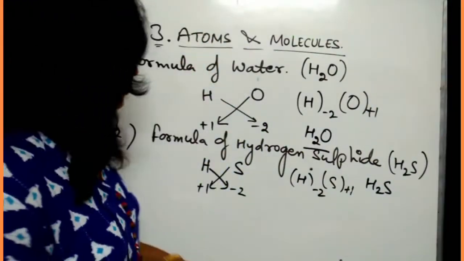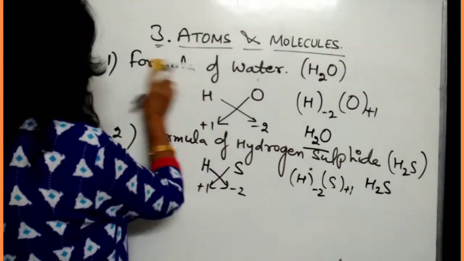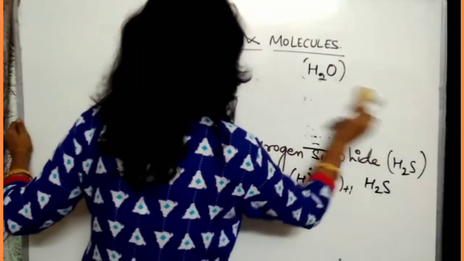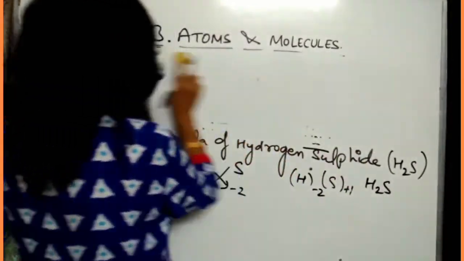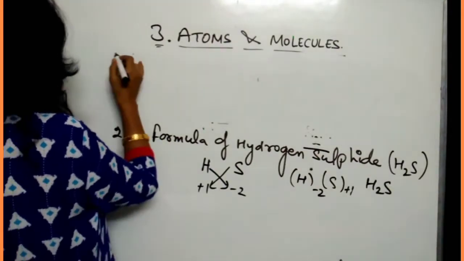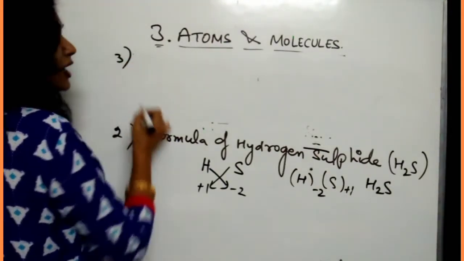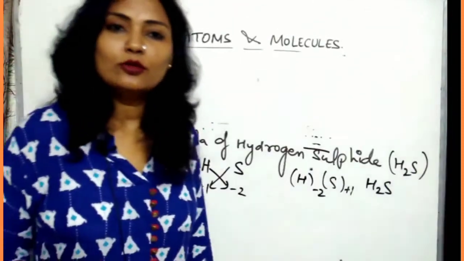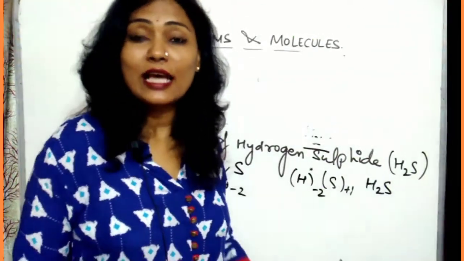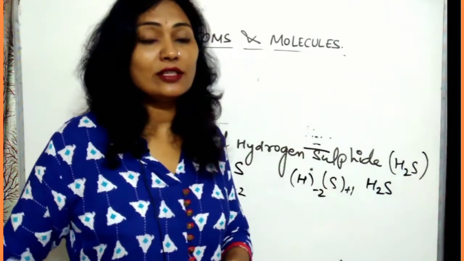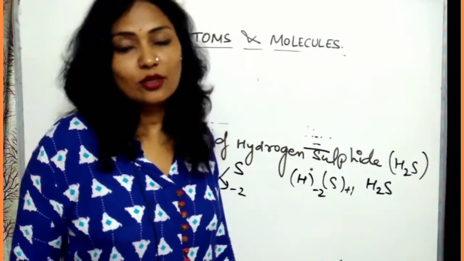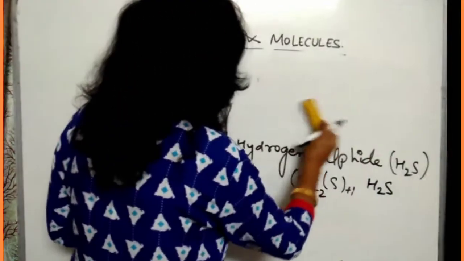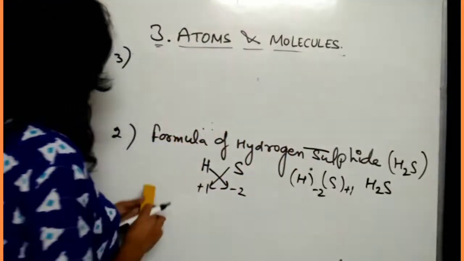Now we can take the next formula, that is the formula of ammonia. Actually, the chemical formula of a molecular compound mainly represents the actual number of atoms present of each element in that compound. So that is the main information given by it.